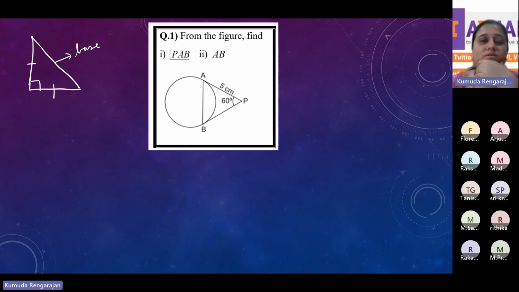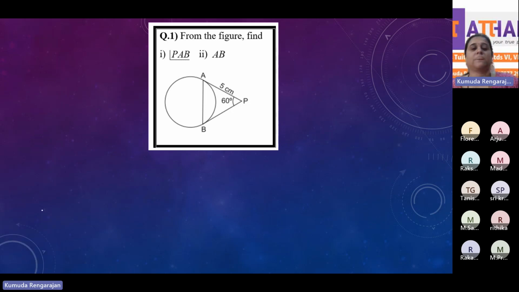So far what we understood: remember this figure. It's a right triangle. It's also an isosceles triangle. Then the hypotenuse is the base. Keep this figure in your mind. If you close your eyes, you should be able to see that figure. Right triangle, equal sides, base.